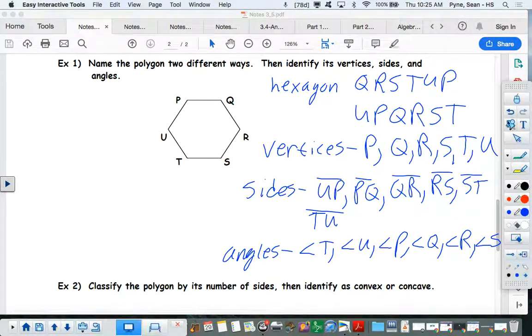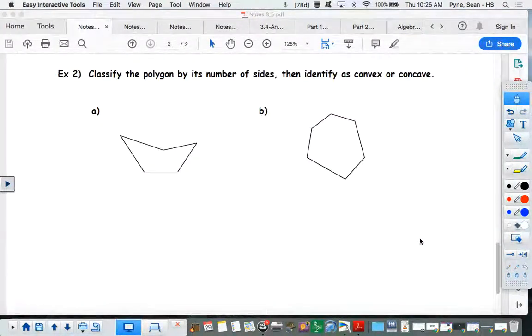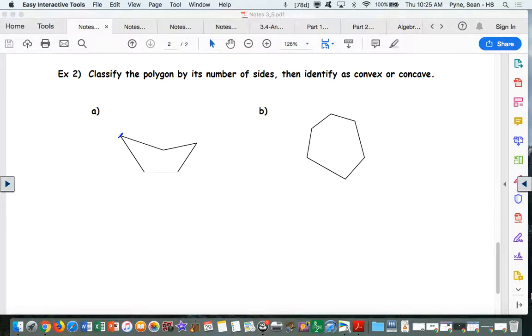All right. Next. Classify the polygon by its number of sides, then identify if it's convex or concave. Whenever I have something like this, what I usually do is pick a starting point and count my way around it. I always mark the starting point because it can get confusing. 1, 2, 3, 4, 5. So there's 5 vertices. Pentagon.